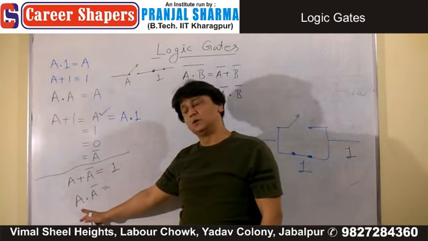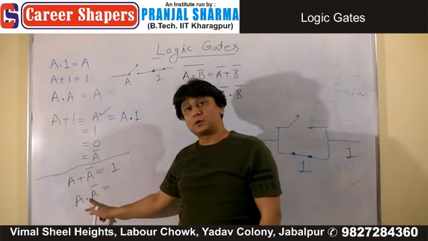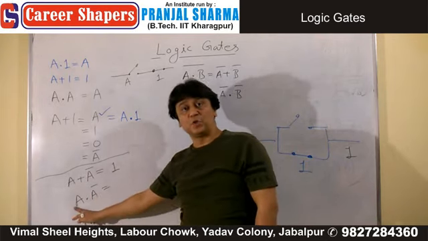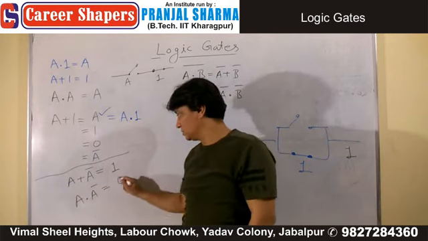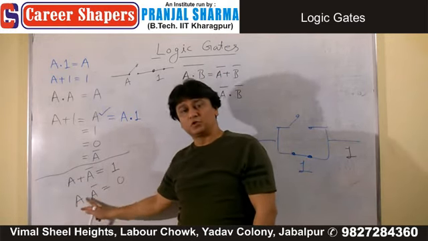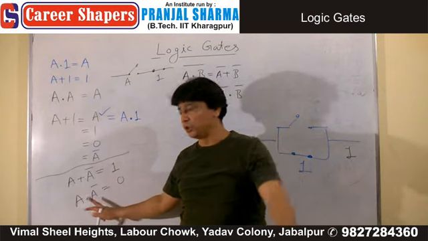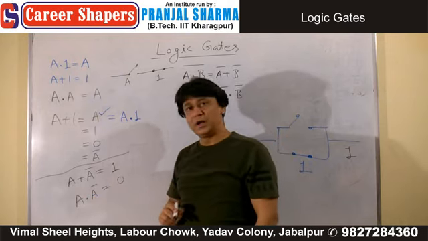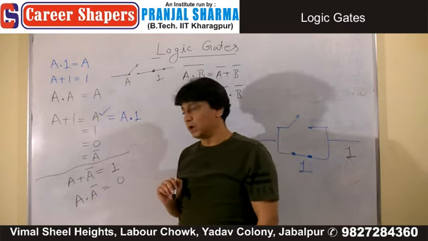Next, A dot A bar. If A is 1, A bar is 0. This is 1, this is 0, the product will be 0. If A is 0, A bar will be 1, but you are taking the product with 0, and therefore that will give you 0 only.